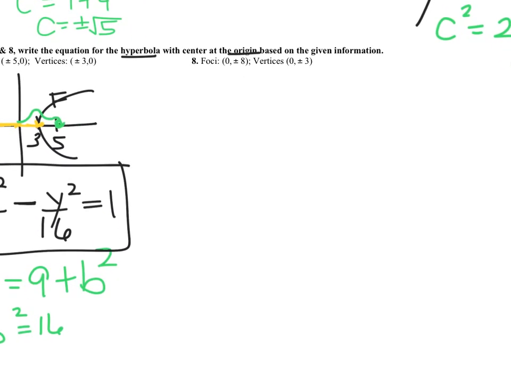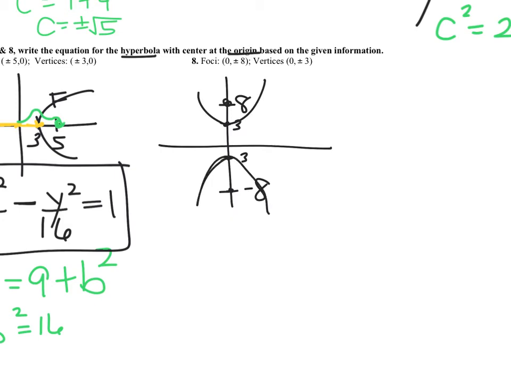All right, and finally number 8. This one, you'll want to plot the foci, (0, 8) and (0, -8), and then the vertices, which are at 3 and negative 3. And this one opens up and down this time, so it's going to be y squared minus x squared equals 1.